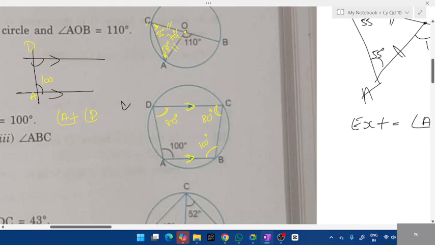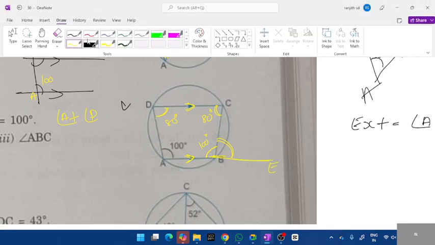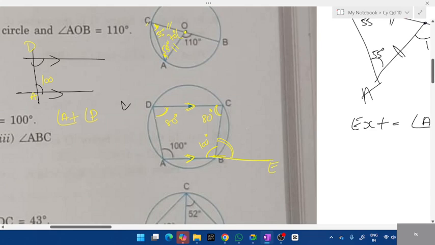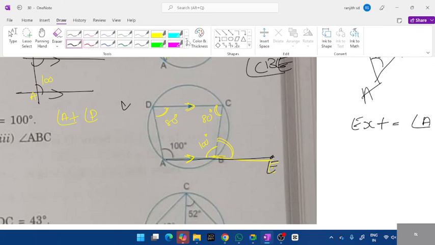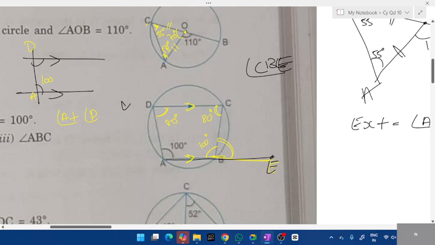We found all the angles. Okay, here, one more last question. CBE. What is CBE, students? Interior or exterior angle? Exterior angle, CBE. And let me write, AE is a straight line. What's the answer for angle CBE? Straight line. Yes, tell me. 80. 180 minus 100, right? 80.